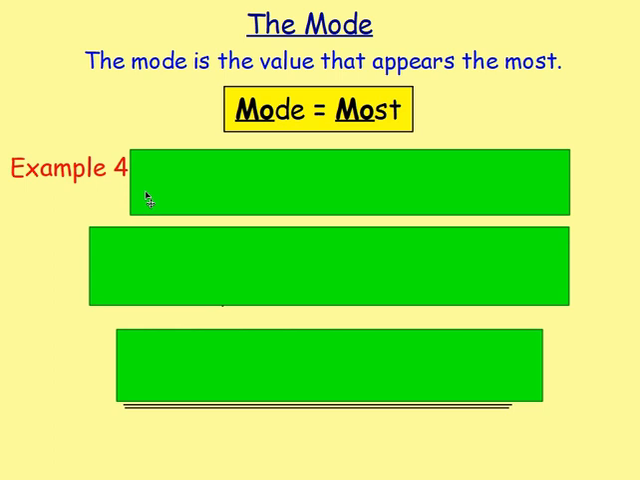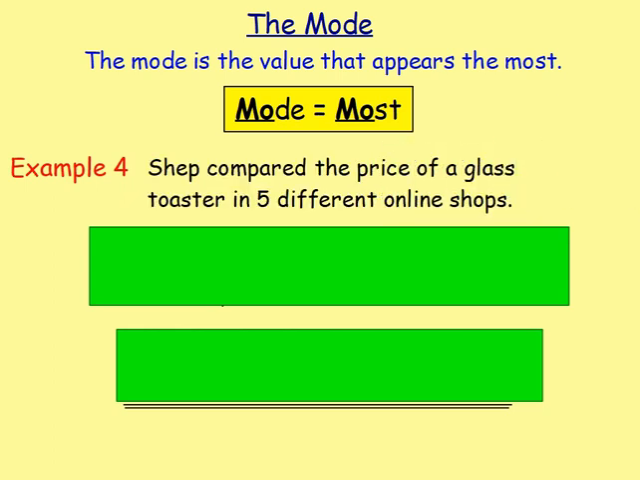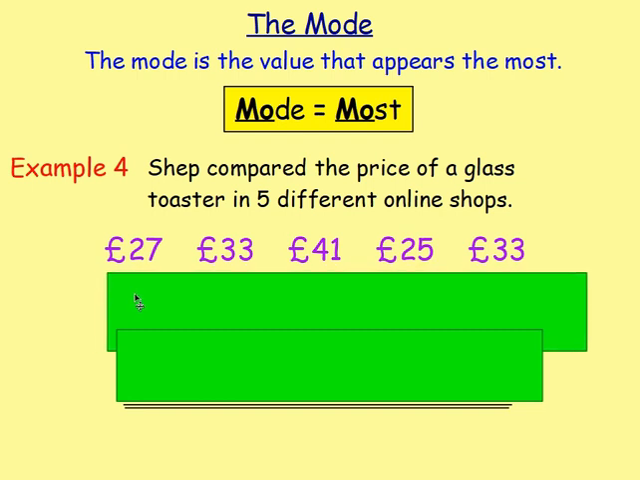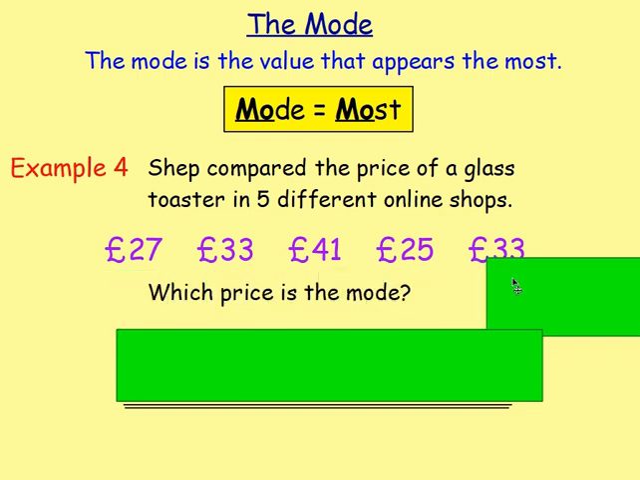So example 4. Shep compared the price of a glass toaster in 5 different online shops. Here are the prices. So in one shop it was £27, another one £33, another one £41, another one £25, and another one £33. That's the prices in the shops. So which price is the mode? What would it be? Hallie, help us out. What are you thinking? Brilliant, well done.